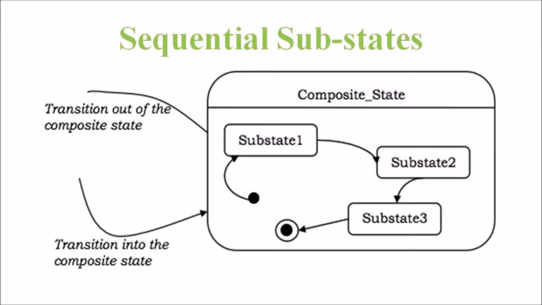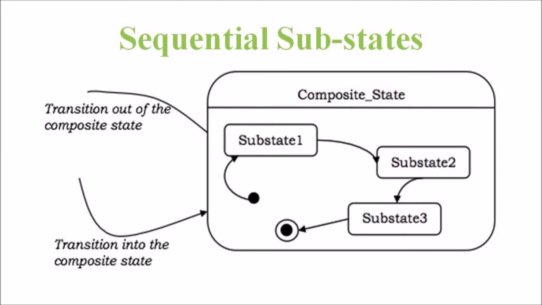When it comes to the sequential substate, the control of execution passes from one substate to another substate, one after another in a sequential manner. There is at most one initial state and one final state in these state machines.